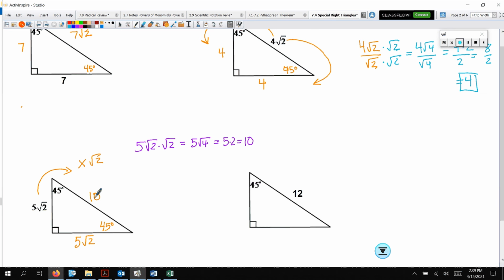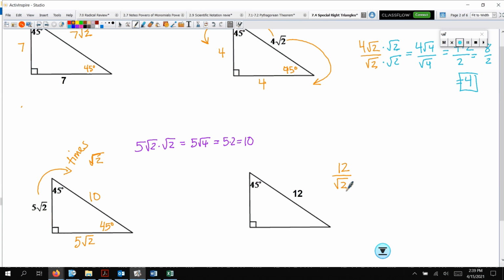Okay? So I don't really like how I put that x here. I'm just going to get rid of that, and I'm going to write the word times. Times root 2. That's what we do to go from the leg to the hypotenuse. To go from the hypotenuse to the leg, we divide by root 2. So 12 divided by root 2. Oh, and I'm sorry about my pen. So 12 divided by root 2.